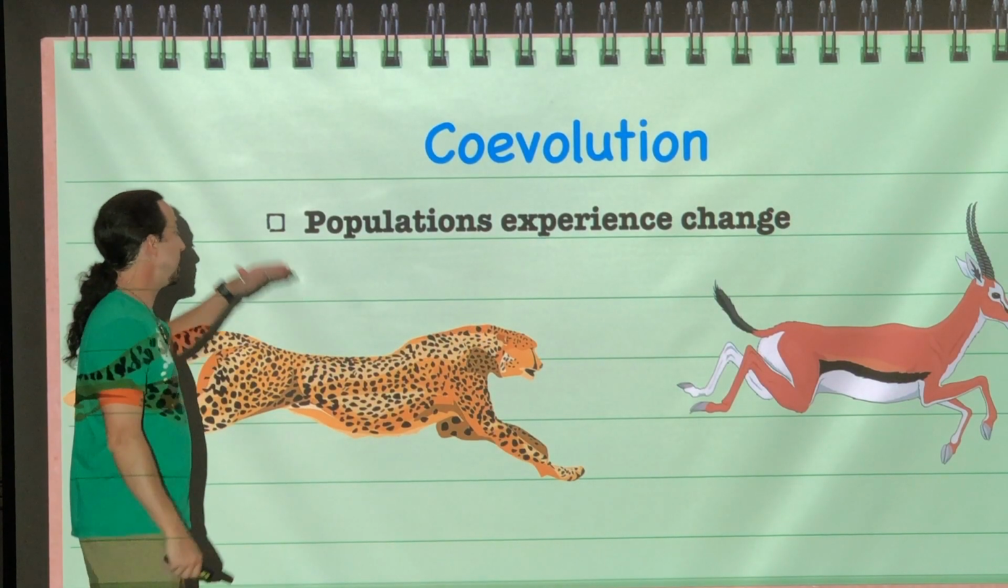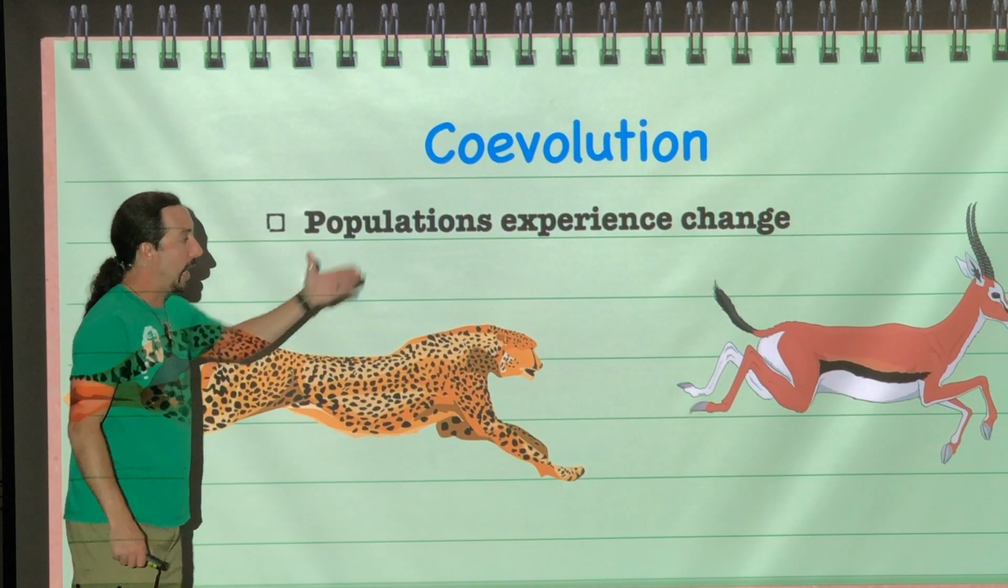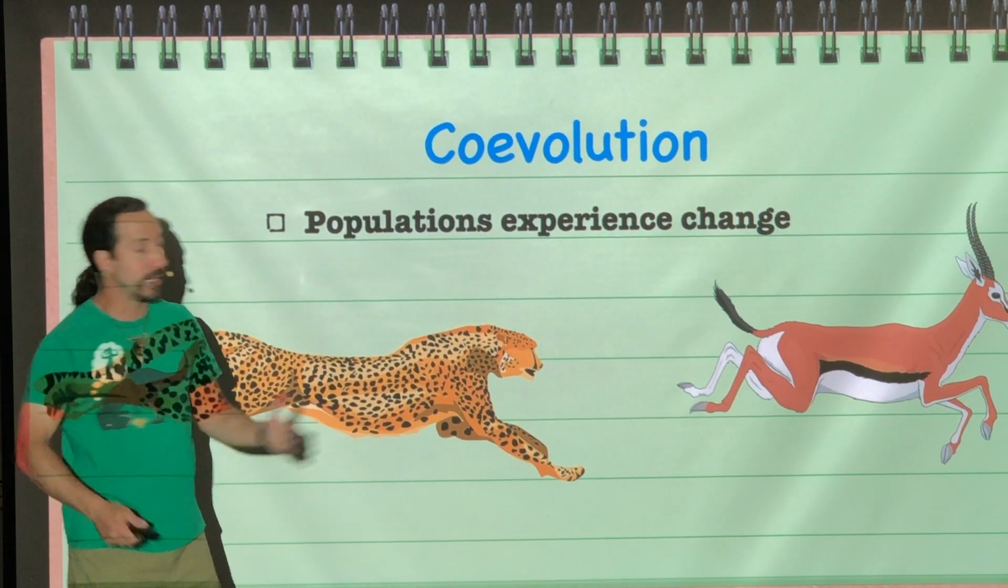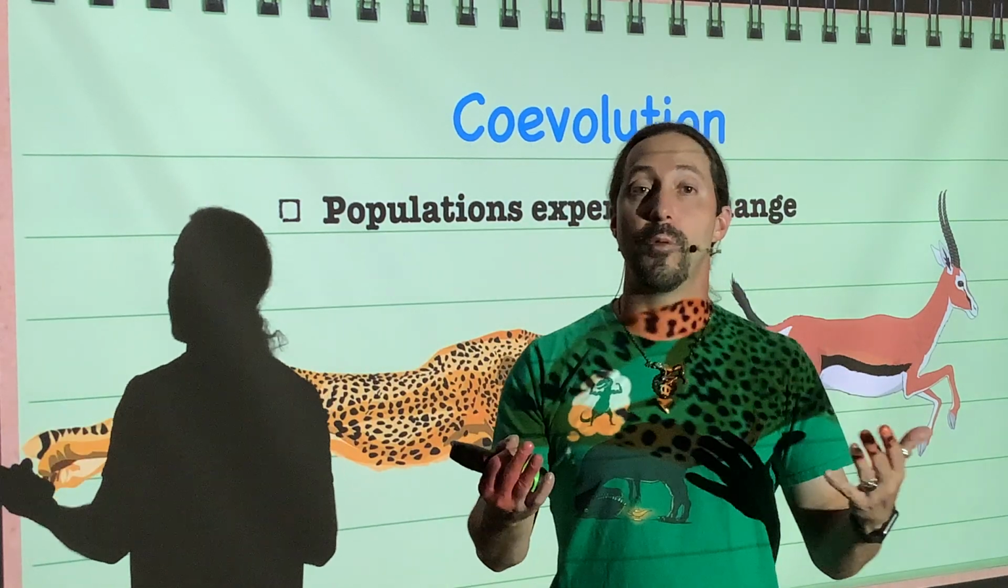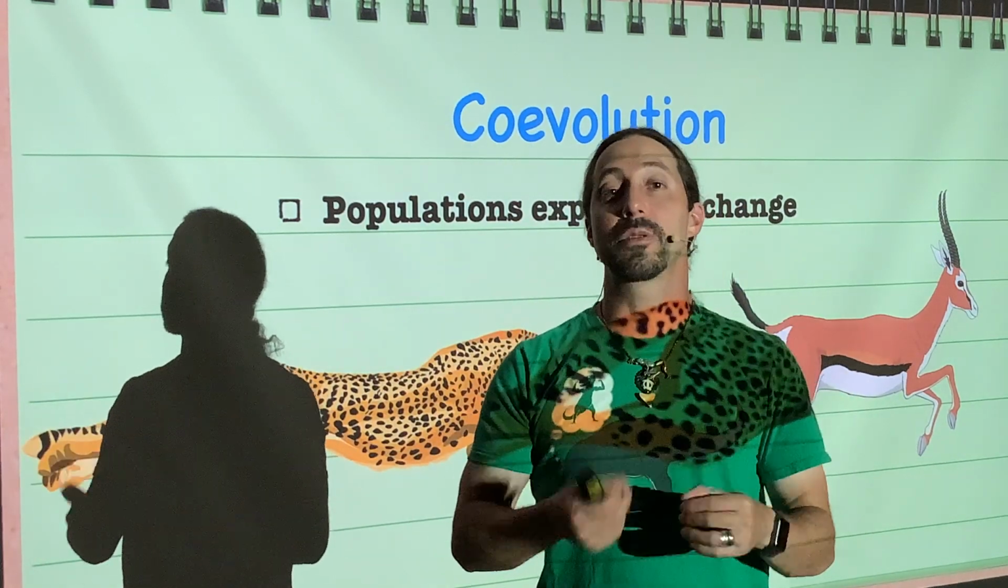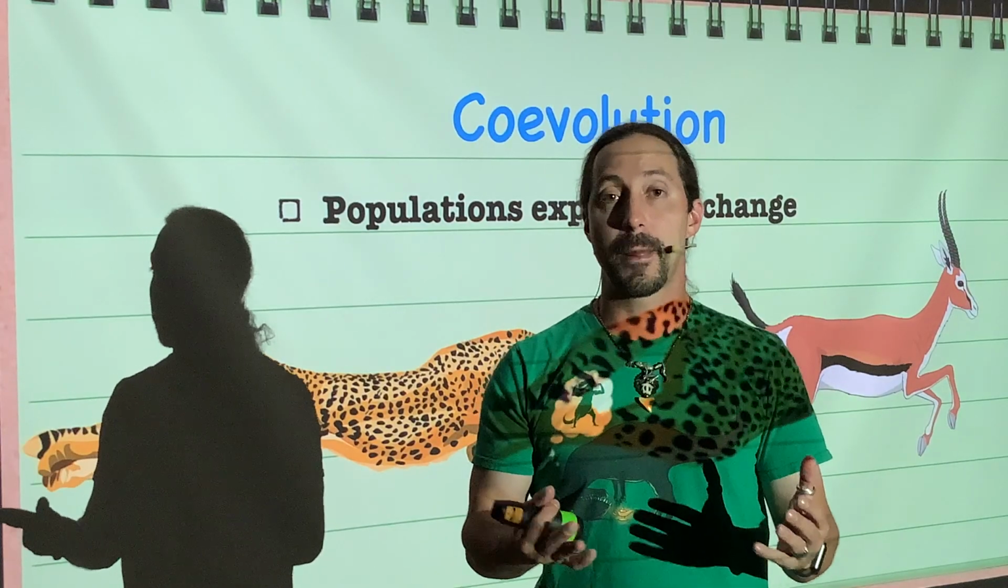This can also be seen in predator and prey relationships. Specifically here we have the cheetah and the Thompson's gazelle. The Thompson's gazelle is a fast and elusive herbivore. The cheetah is an extremely fast predator.